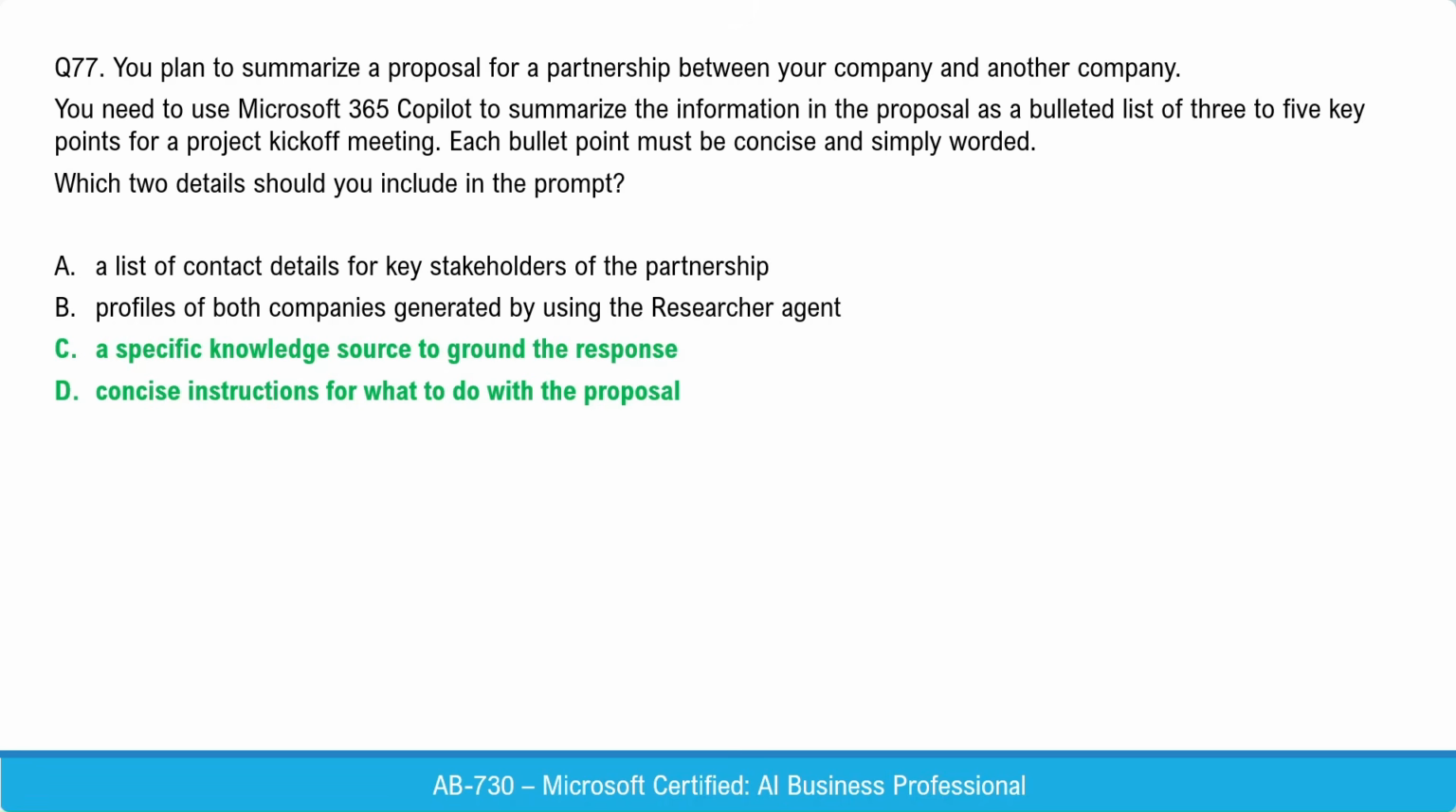Option D is about giving concise instructions. This is equally important. You need to clearly tell Copilot to create 3 to 5 bullet points, keep them concise and use simple wording. This directly shapes the output. Now let's eliminate the other options. Option A includes contact details of stakeholders, which are not relevant to summarizing the proposal. And option B suggests using profiles from the researcher agent, which is unnecessary since you already have the proposal. So the correct answers are options C and D.